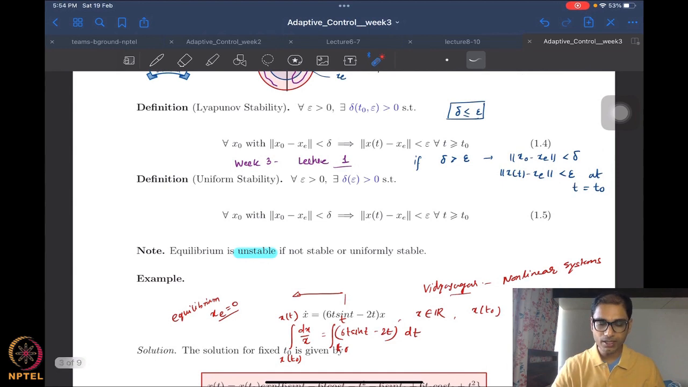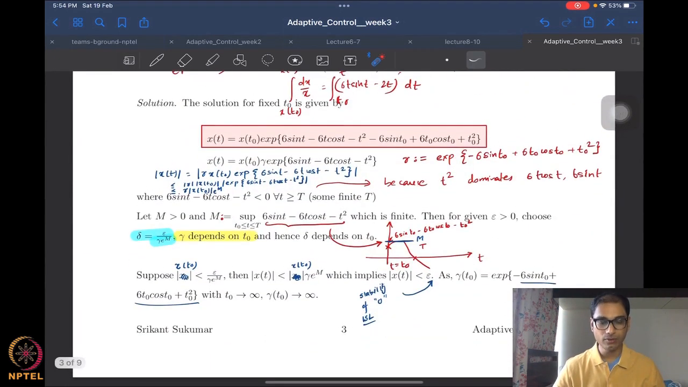And we know from the definitions that the only difference is the absence of dependence on T naught in delta. So we need to be able to find a common delta for all possible initial times. Yes, that is the whole idea. We need to find a common delta for all possible initial times. That is what uniformity is.